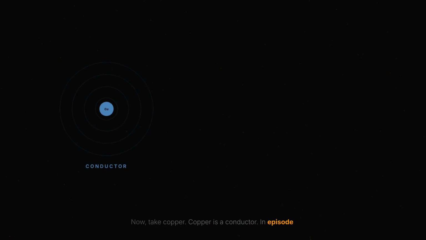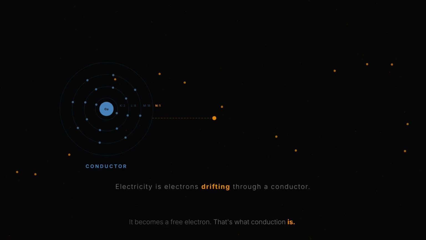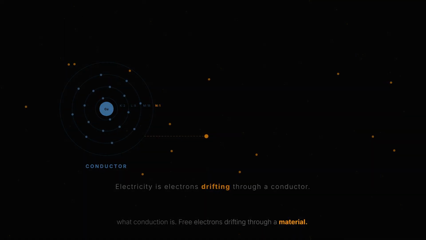Now, take copper. Copper is a conductor. In episode 1, we said electrons in copper are loose. They drift freely from atom to atom. Here's why. Copper has 29 electrons. Most of those shells are full. But the outermost shell has only 1 electron. 1 lone valence electron. And a single electron in an outermost shell is held very loosely. It barely belongs to the atom. It can wander freely into the space between atoms. It becomes a free electron. That's what conduction is. Free electrons drifting through a material.